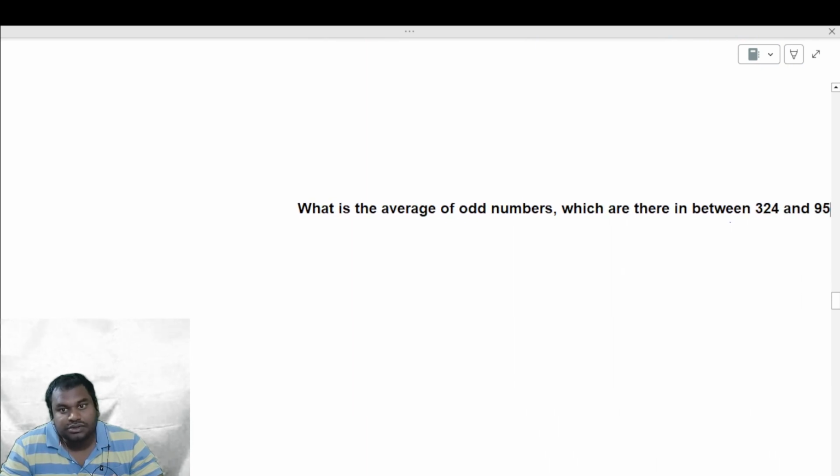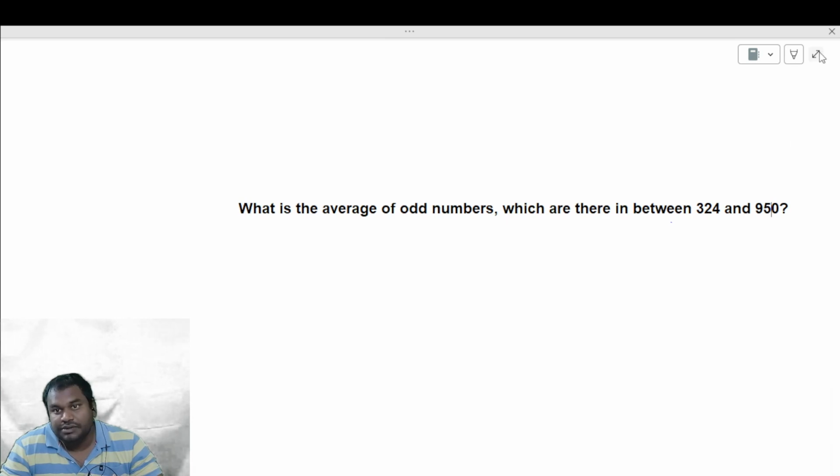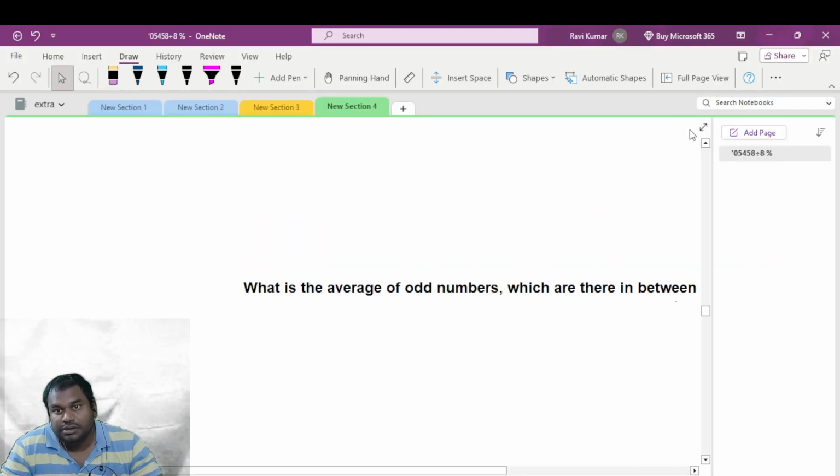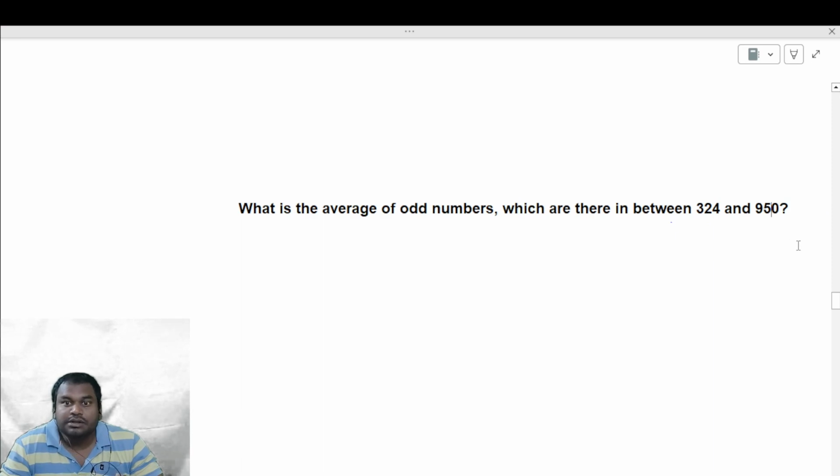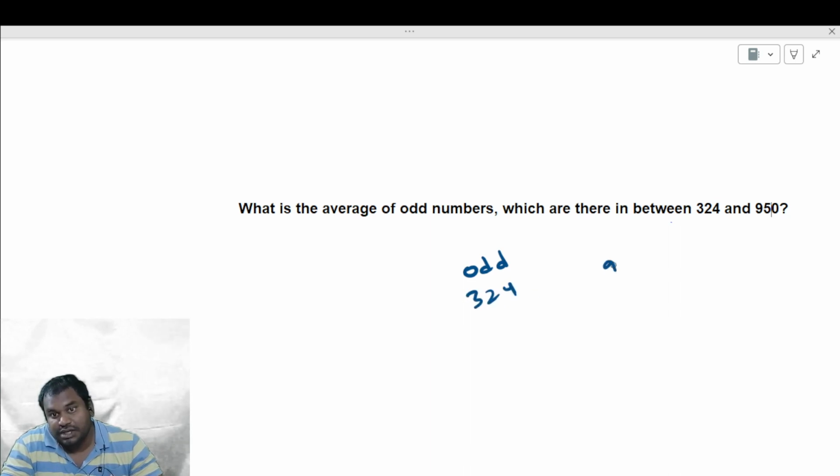What is the average of the odd numbers which are there in between 324 and 950? It's asking only for odd numbers, so focus on odd numbers only. What is the common difference in consecutive odd numbers? That is 2. So you can use the formula: first number plus last number, divided by 2.